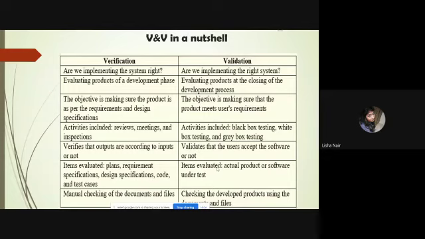Verification is something like when you have implemented a design, you do a design review. When you have implemented the code, you do a code review. So all that is a part of verification. You have meetings, you have inspections. All that is done in the development phase itself.